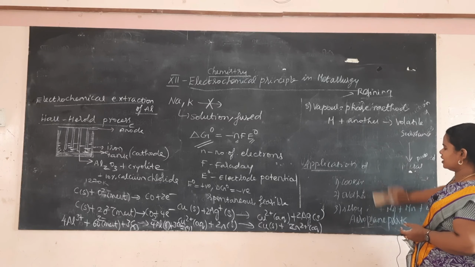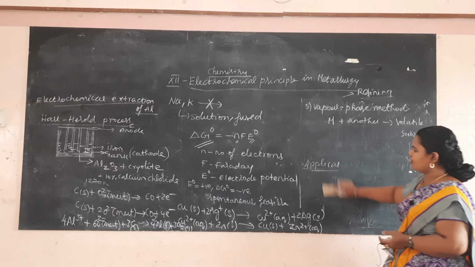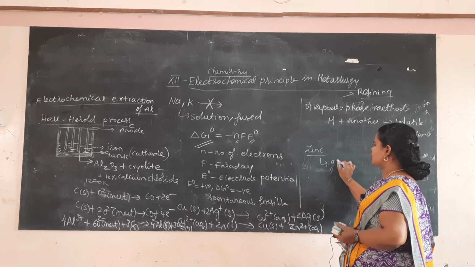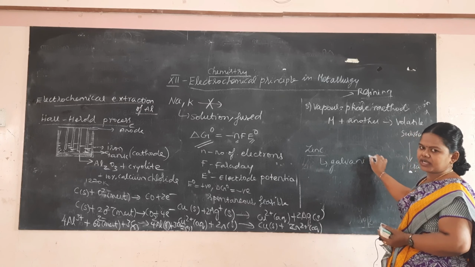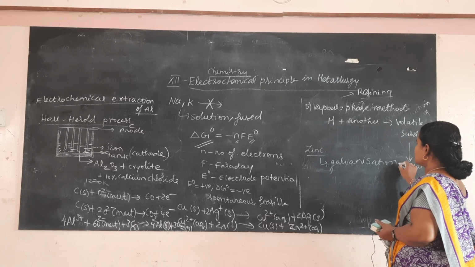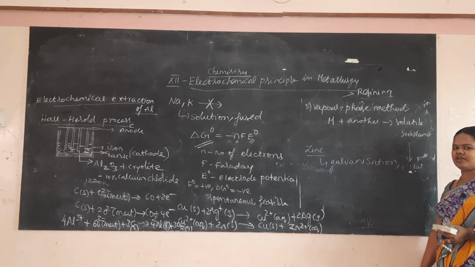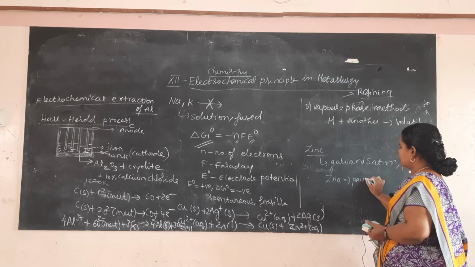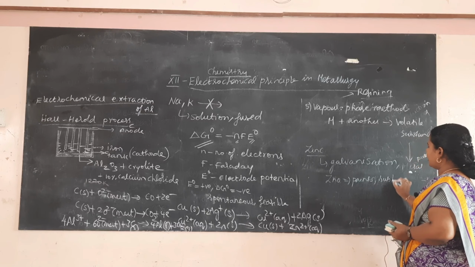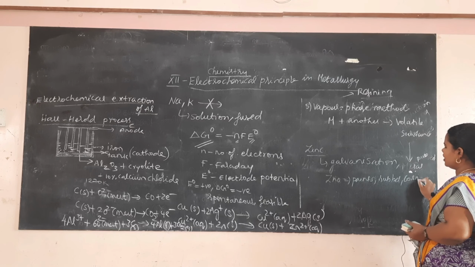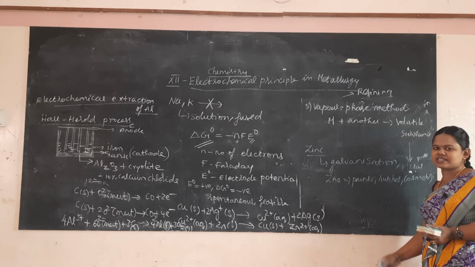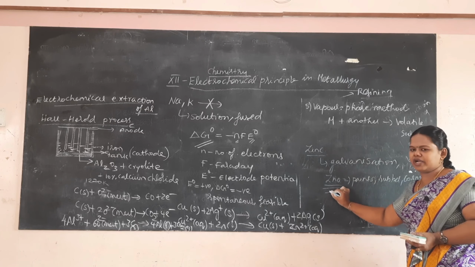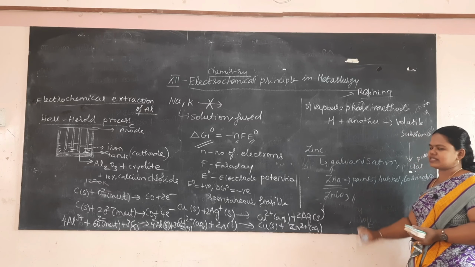Then uses of zinc. Zinc is used in galvanization. What is galvanization? It is coating zinc over iron sheets. Then zinc oxide is used in paints, rubber, and cosmetics. In cosmetics, what is the use of zinc oxide? It is used as a sunscreen. It is not in your book. It is used as a sunscreen, like calamine lotion, with zinc carbonate and zinc oxide.